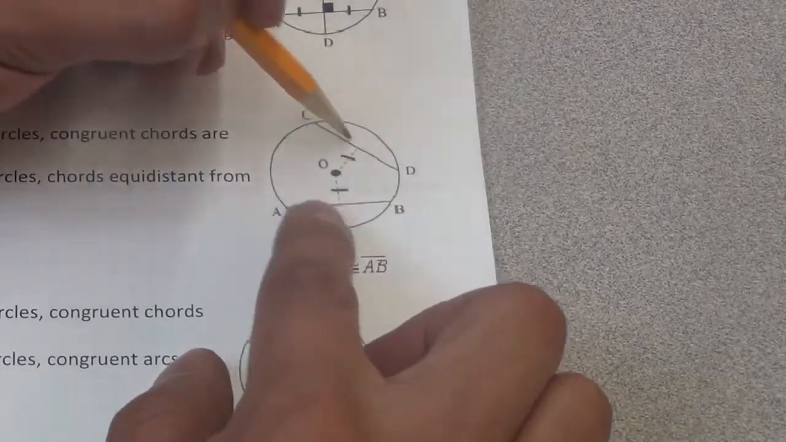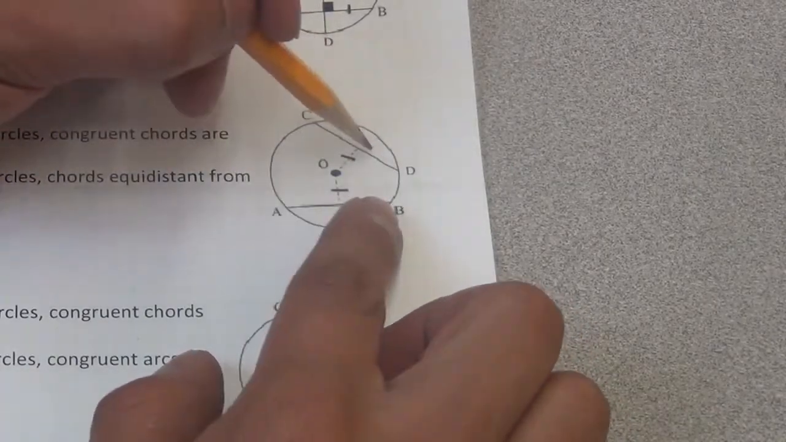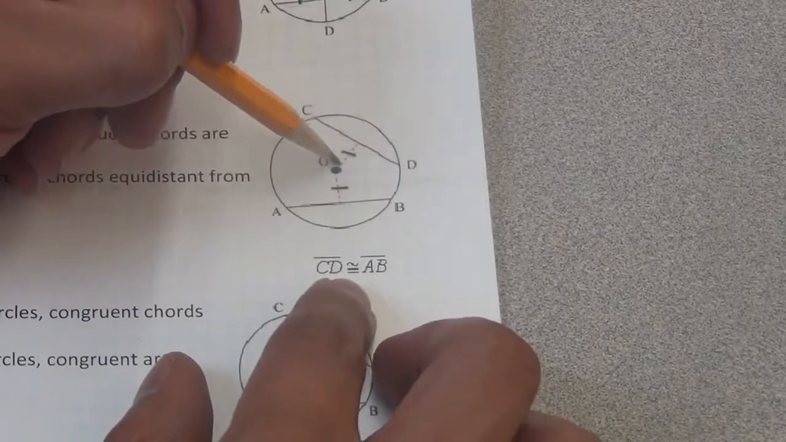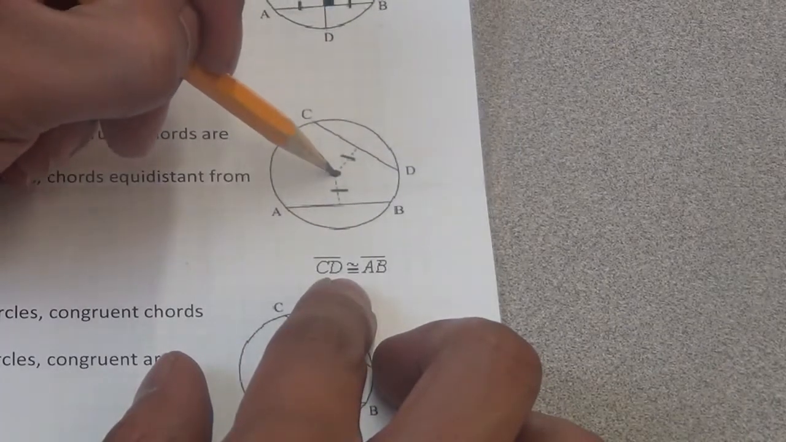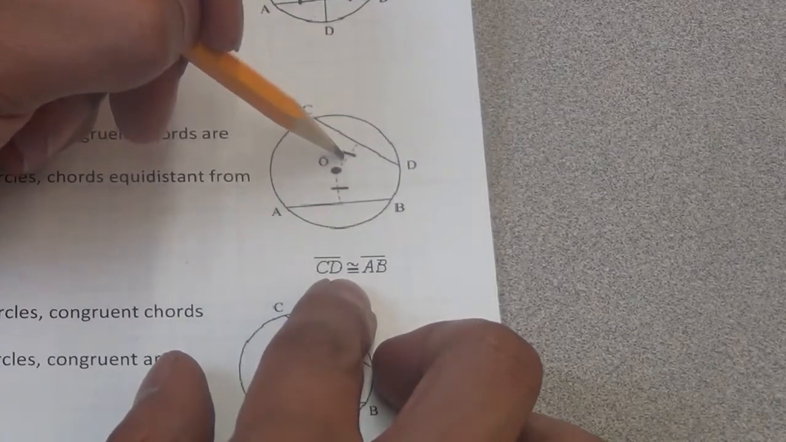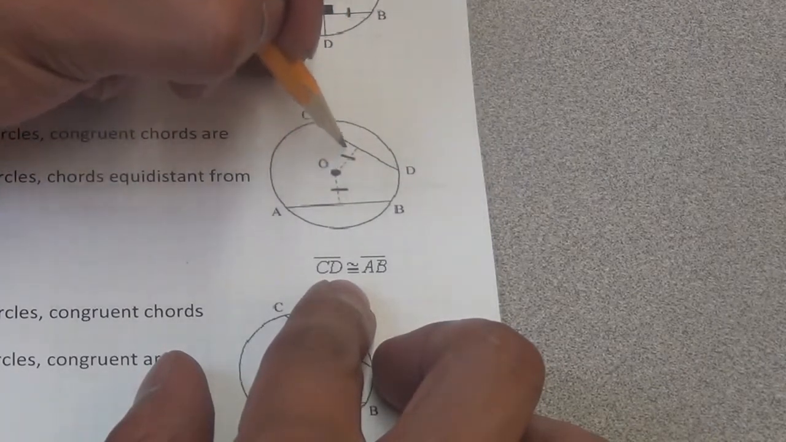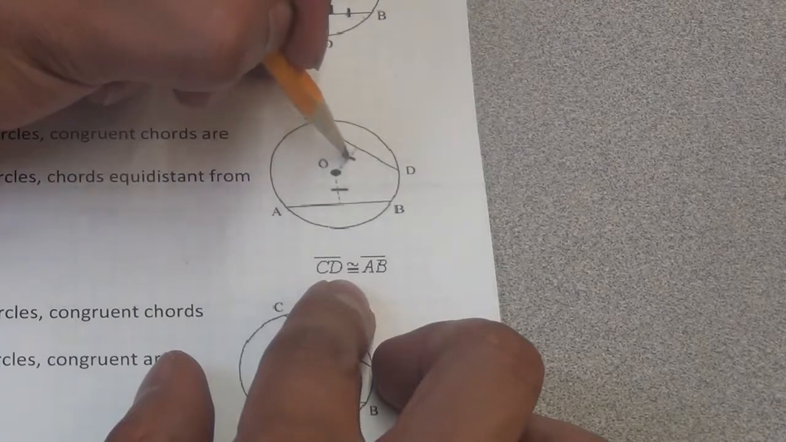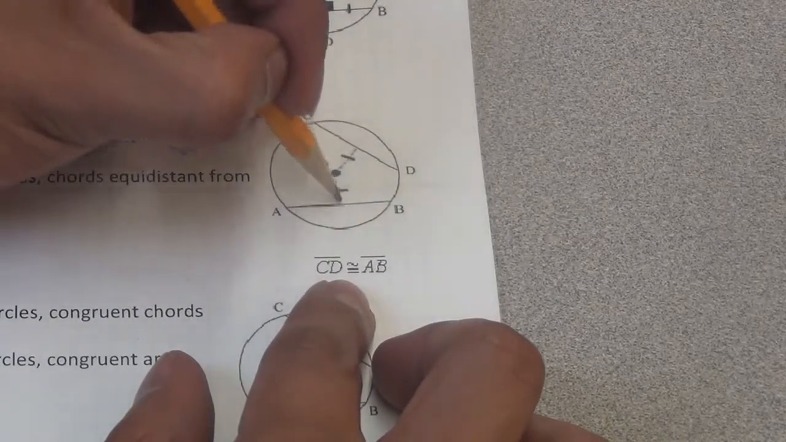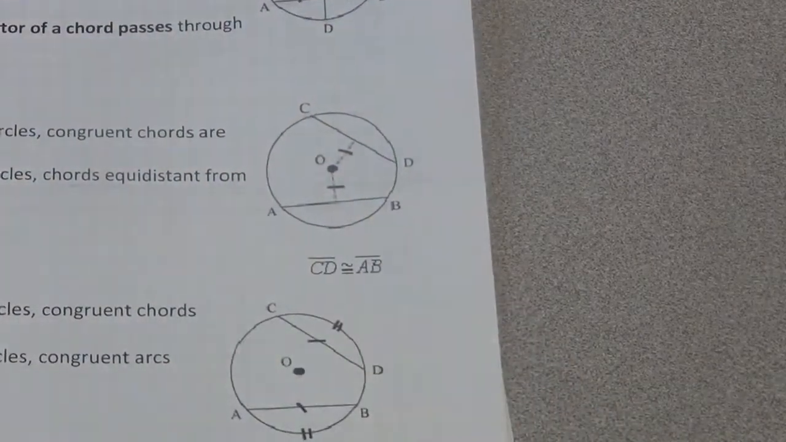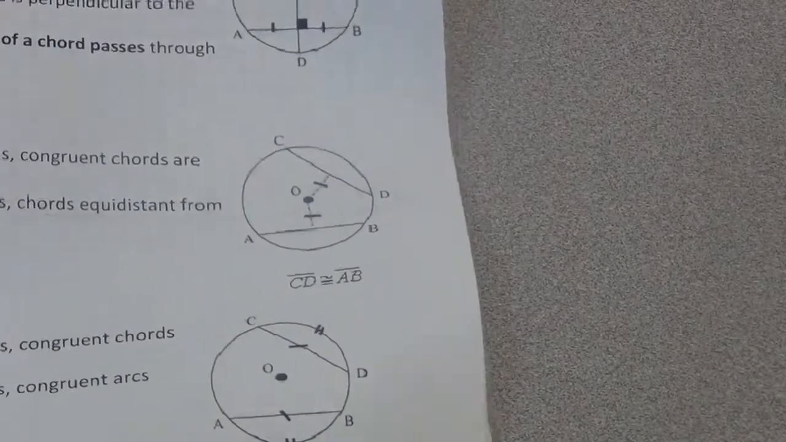If two chords are congruent, then they are equidistant from the center of the circle. That means that they are at the same distance from the center. If this distance here is 5, then this one is also 5. All right, what else?